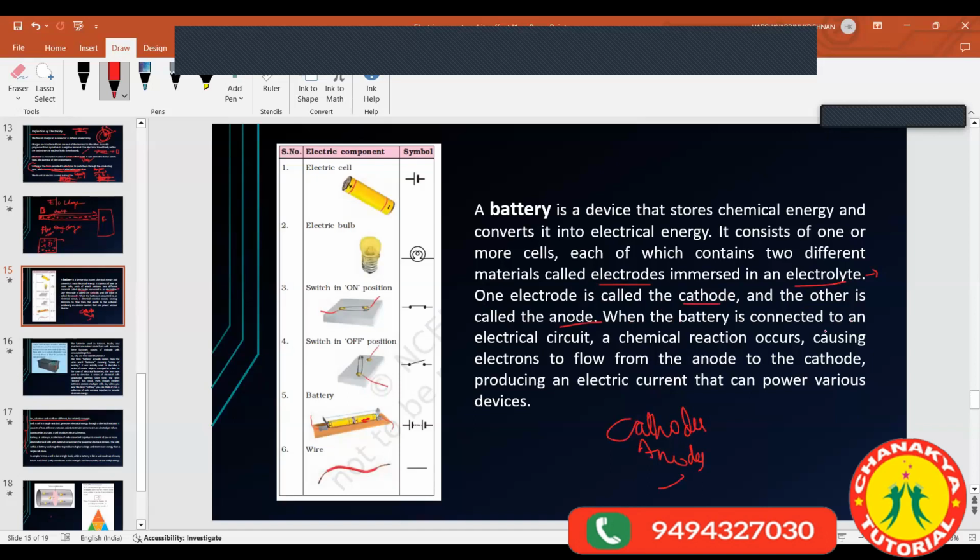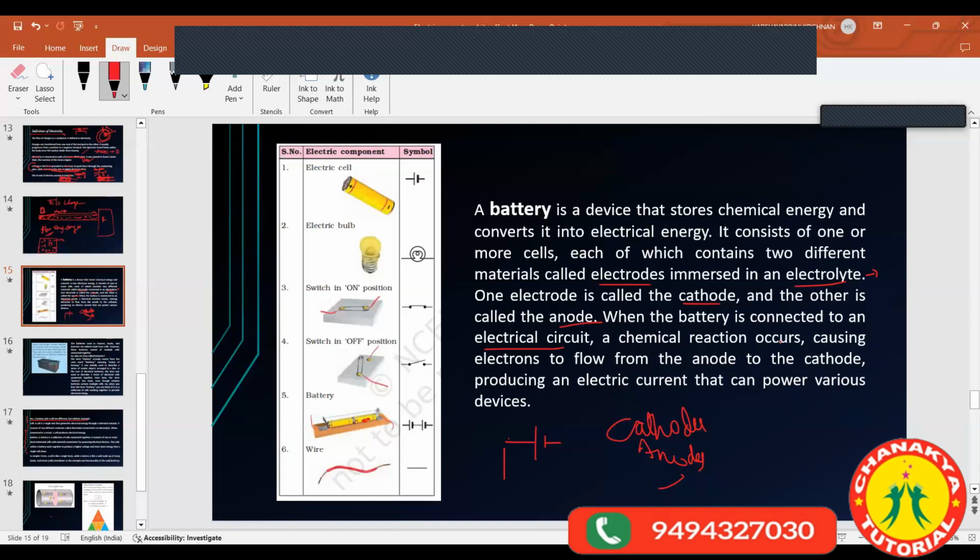When the battery is connected to an electrical circuit, there is positive, negative, so many things. A chemical reaction occurs causing electrons to flow from anode to cathode. Please make a note, electrons flowing from anode to cathode, okay? Producing an electric current that can power various devices.